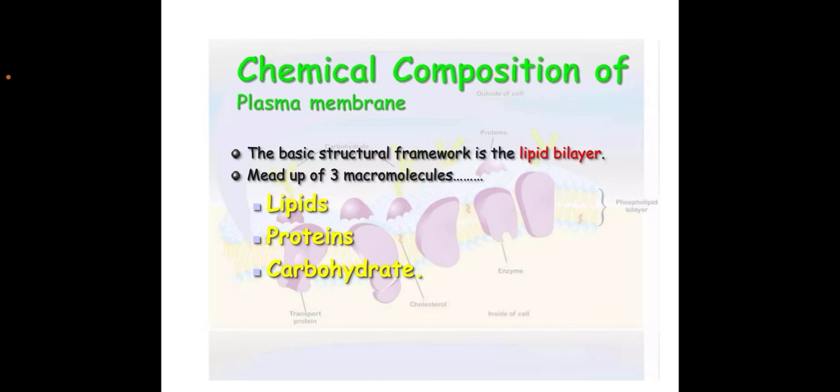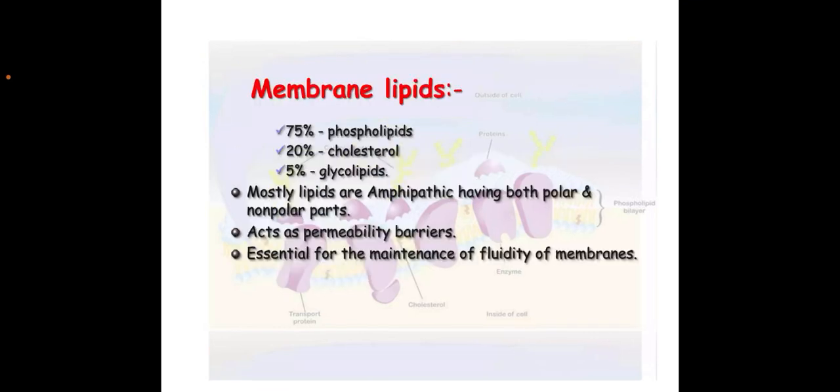If we talk about the chemical composition of the plasma membrane, the basic structural framework is the lipid bilayer made up of three macromolecules: lipids, proteins, and carbohydrates. These make up the plasma membrane, and we are going to look at them one by one in detail. If we talk about membrane lipids, they contain almost 75% phospholipids, 20% cholesterol, and 5% glycolipids.